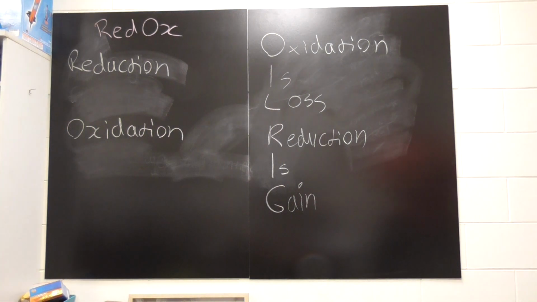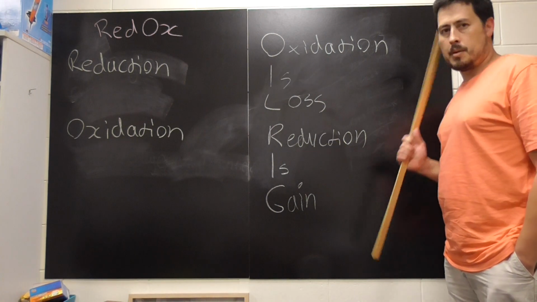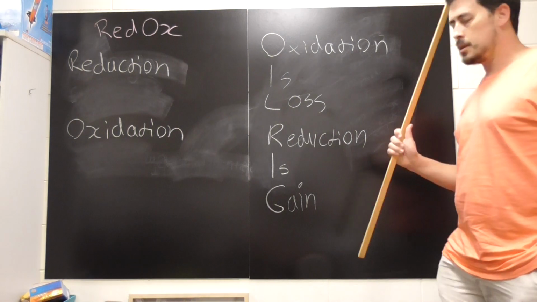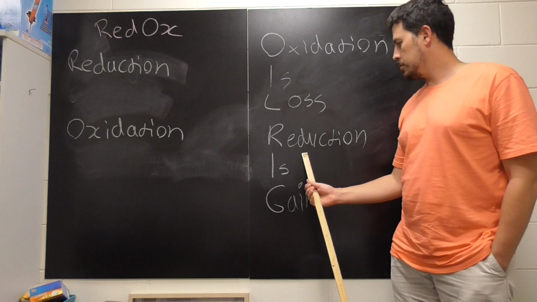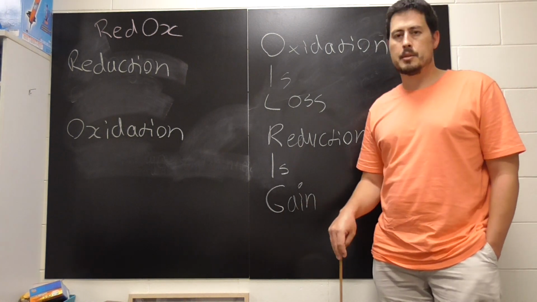So I've got a pointing stick now. So when we say something's oxidized, the chemical species has lost electrons, and when it has reduced, it's gained electrons. Now this might sound a bit funny to you. How can something be called reduction if it's gaining something? How can it reduce when it gains something?